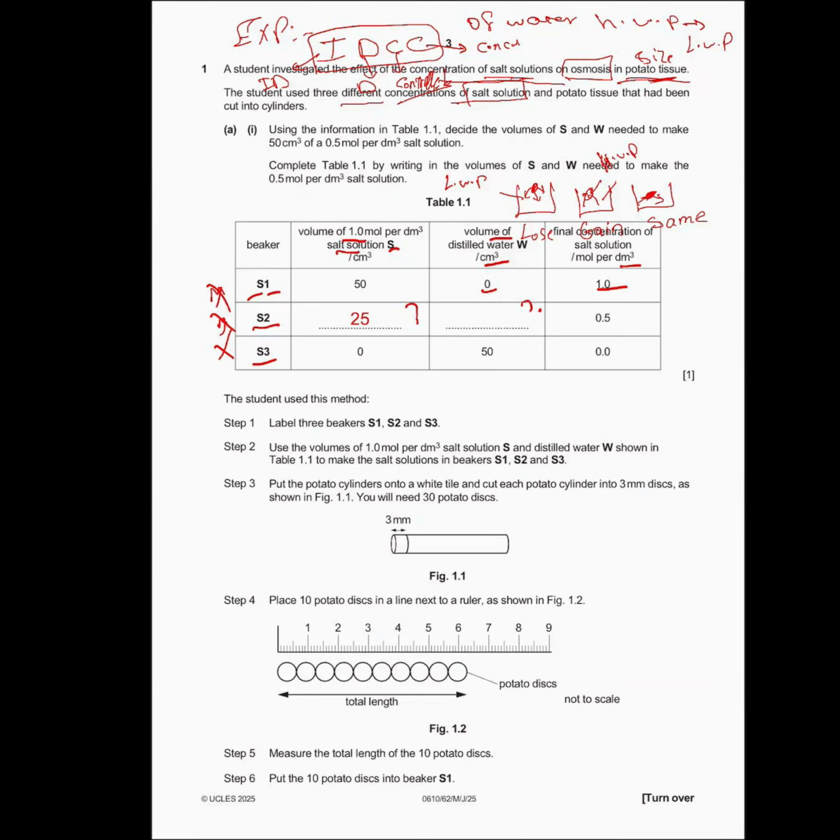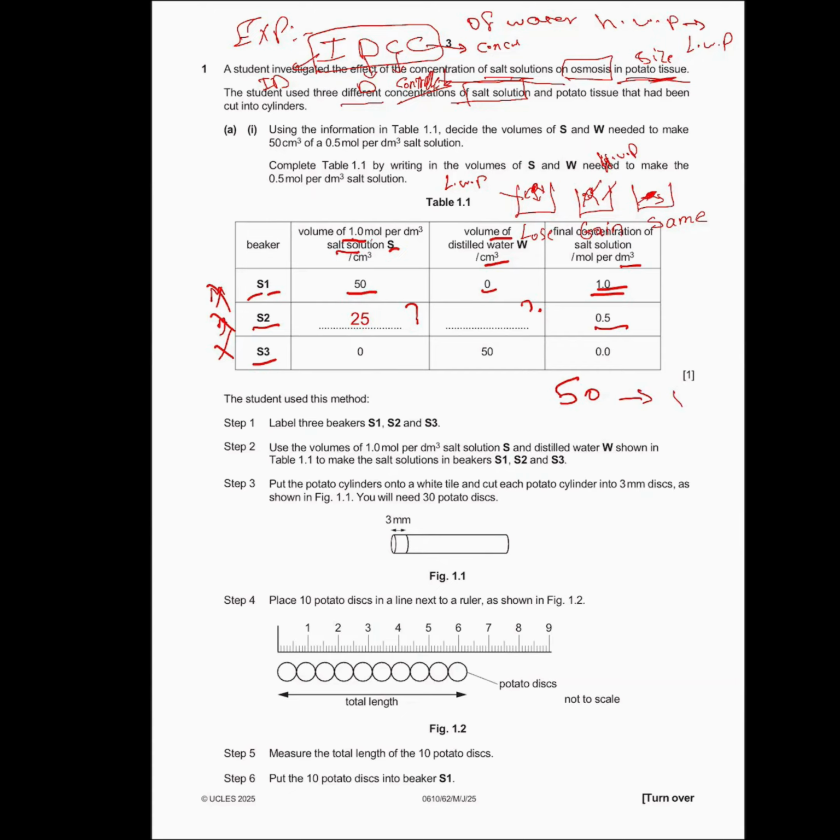The first thing that he asks you to do is to get the concentration of salt solution and the volume of distilled water added to get the final concentration of the salt solution. Very easy. The volume of salt solution was 50. Final concentration was 1. So if the volume of 1.0 mole per decimeter cube of salt solution was 50, the concentration was 1.